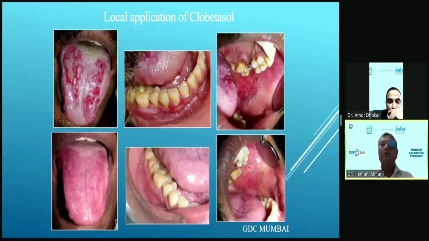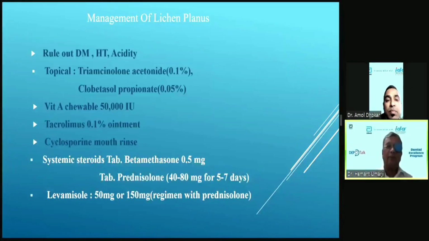And what we used to do is, in certain areas, we take a denture adhesive paste, powder paste, denture Fixon paste, mix it with the clobetasol and apply. So that stays there for a longer time and gives a better effect. So that is what we did. So this I have already covered, that you rule out diabetes mellitus, hypertension, etc.